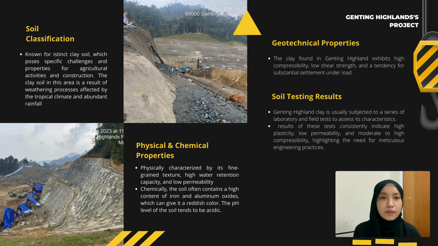For physical and chemical properties, physically it is characterized by its fine grain texture, high water retention capacity, and low permeability. For chemical, the soil often contains a high content of iron and aluminum oxides, which can give it a reddish color. The pH level of the soil tends to be acidic.